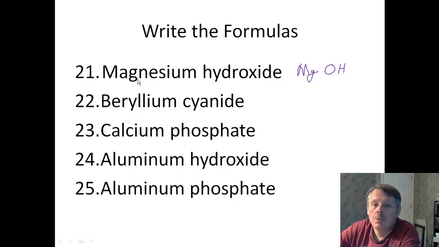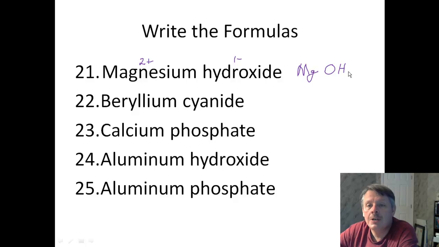So if I look at magnesium, it has a 2 plus charge, and hydroxide has a 1 minus charge, and what you're going to do is say, oh, so I need 2 hydroxides. Let's just put a 2 there. That answer is incorrect. Right? The reason is that you now have 2 hydrogens, but you don't have 2 oxygens. You absolutely must put the OH in parentheses. Right? So your final answer is going to be Mg(OH)2.